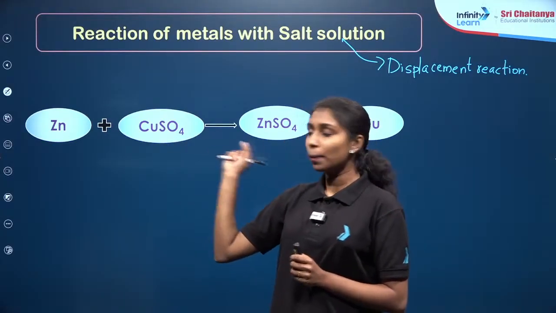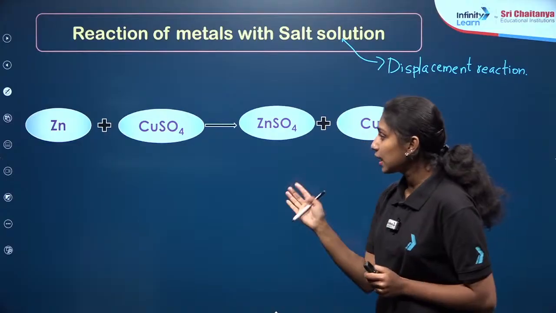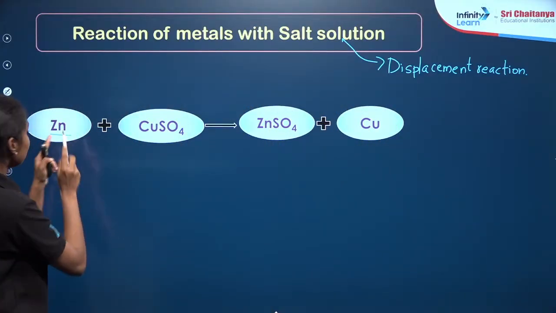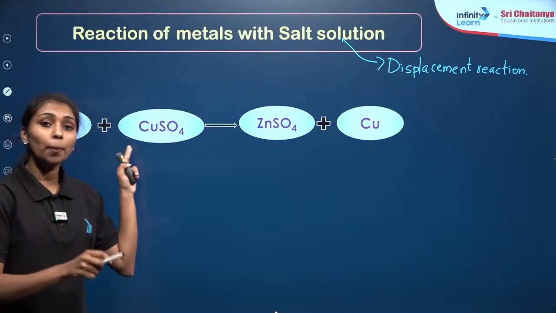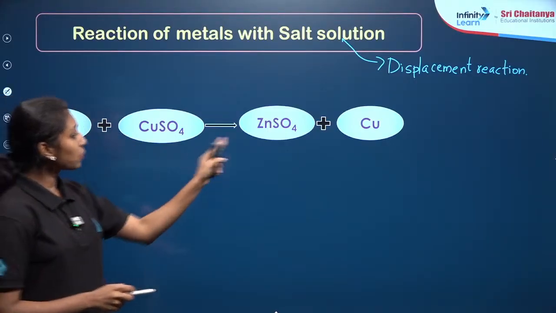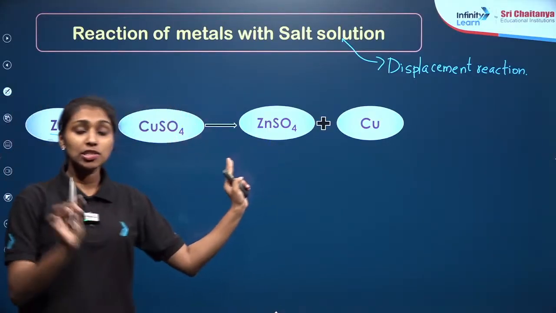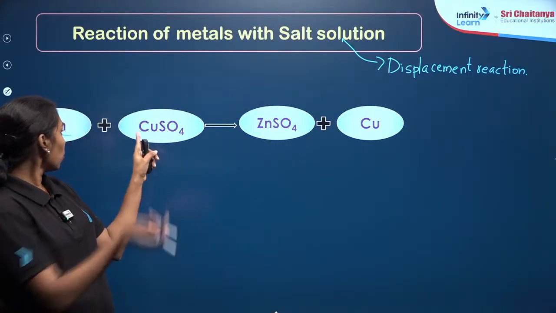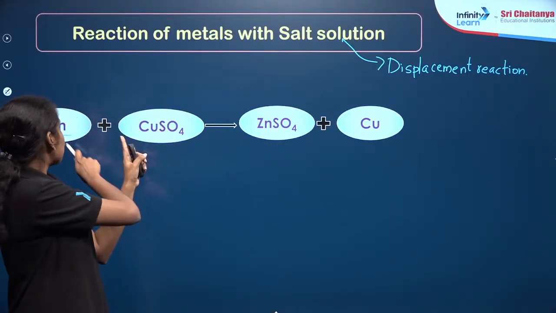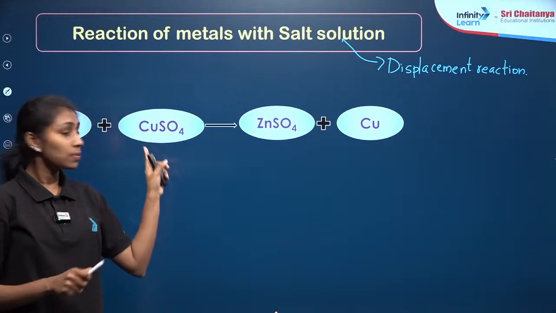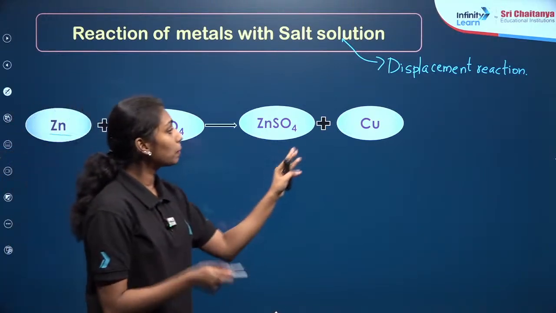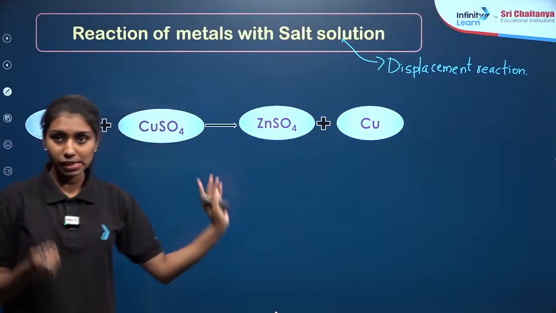Both zinc and copper are metals, right? What you are observing here is that zinc displaces copper from the copper sulfate solution and produces ZnSO4 plus copper. So this is a displacement reaction, right? The zinc is displacing copper from the copper sulfate solution, producing zinc sulfate plus pure copper. So this is the displacement reaction.